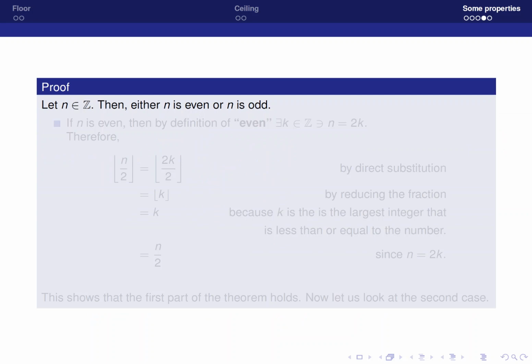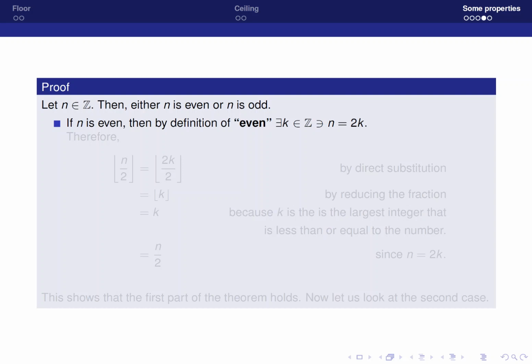So here's how the proof is going to work. It's going to have two parts, basically two cases: a case where n is even and a case where n is odd. This is what we discussed in the previous section when we described the method of division into cases. Now if n is even, then by definition of even, n can be written as 2 times k, where k is some integer.